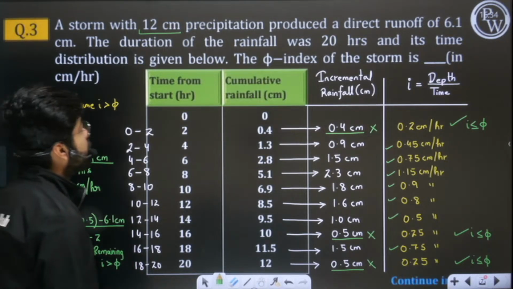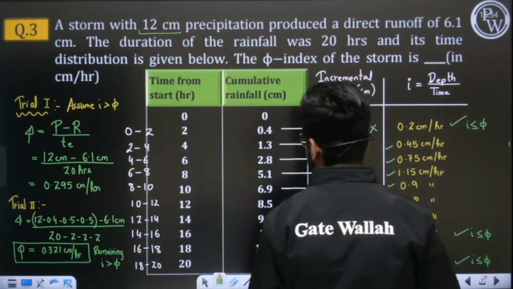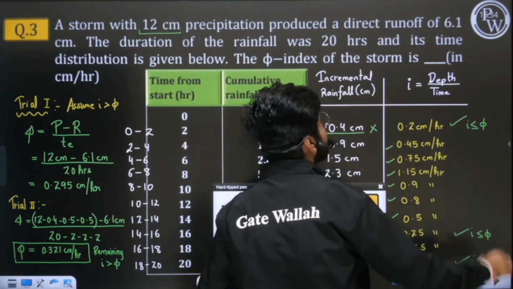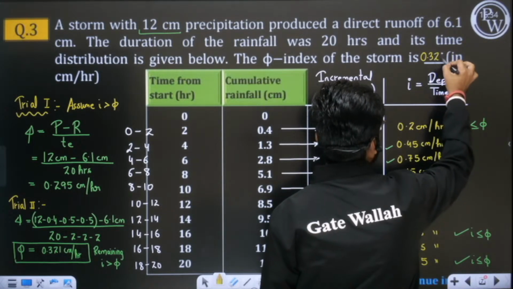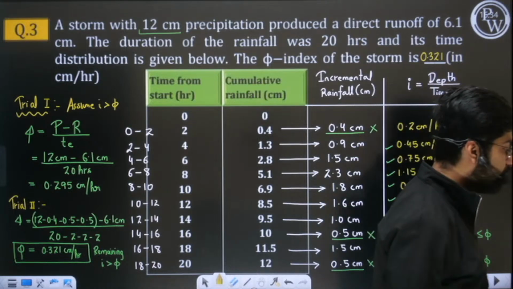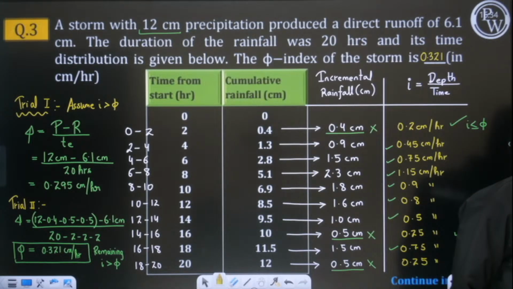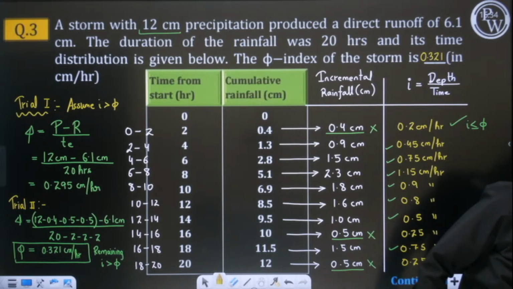So if you want to put the answer in centimeter per hour, the answer will be how much? It will be 0.321. Yes, perfect.